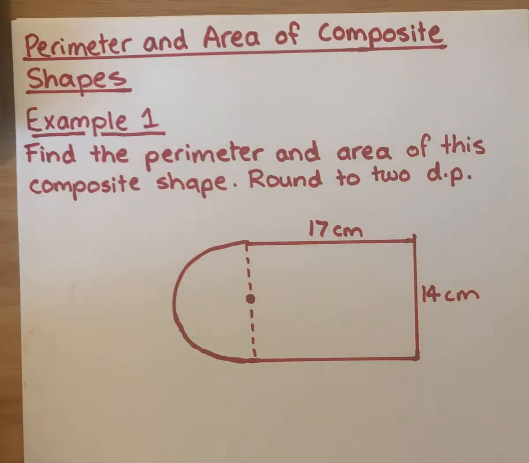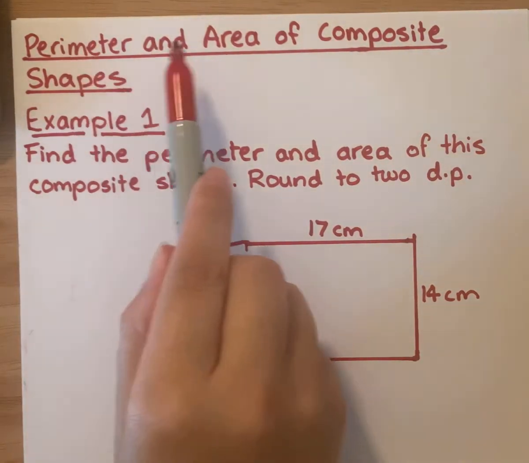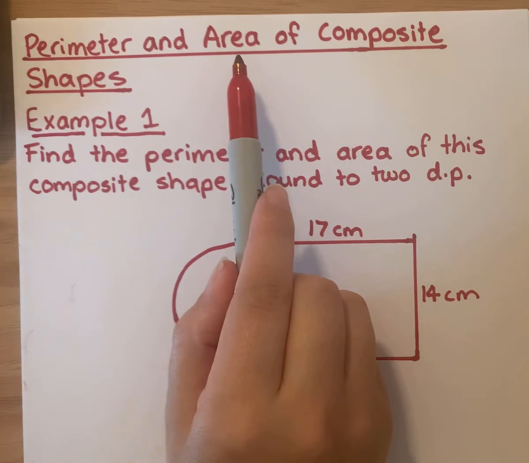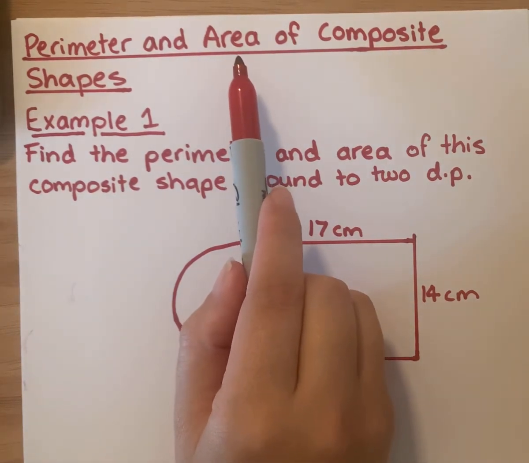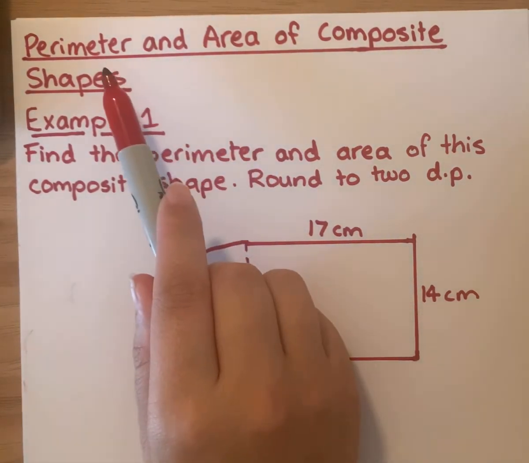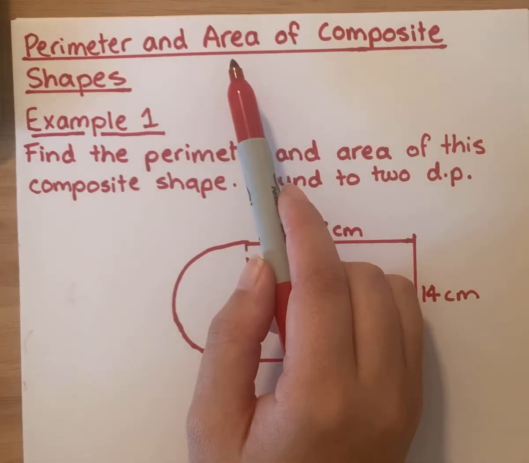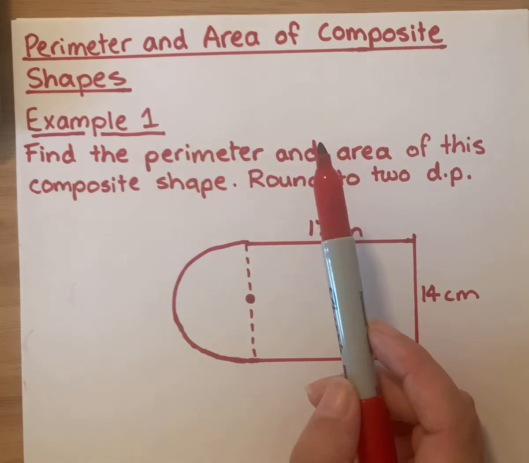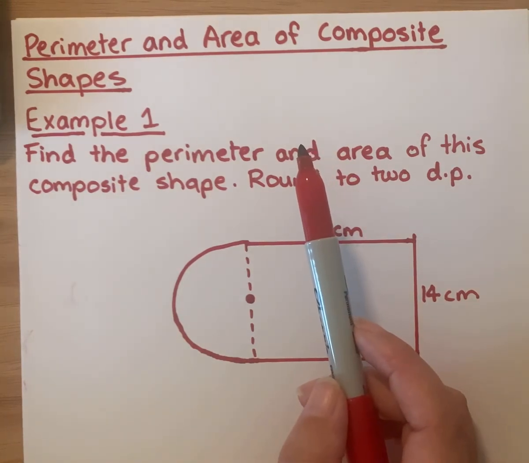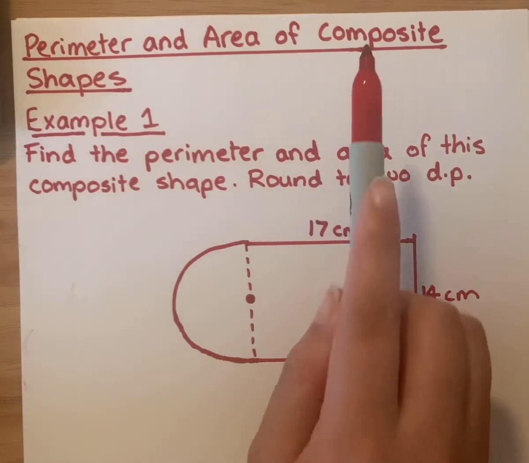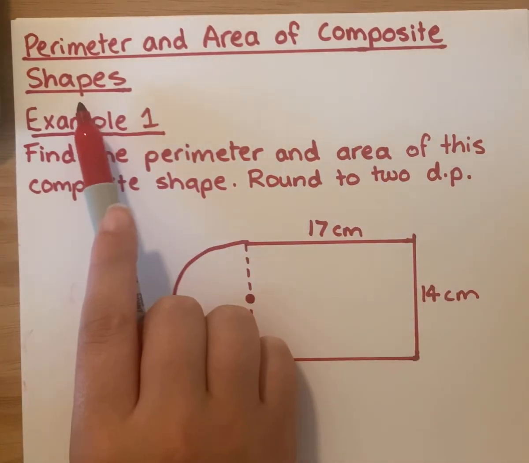So this exercise, we're finding perimeter and area. That's kind of like a review of the exercises that we've already done. We know how to find perimeter of a lot of shapes, and we know how to find area of a lot of shapes as well. The only thing that's a little bit tricky about this exercise is that we're not dealing with regular shapes like rectangles and squares and things like that. We're actually dealing with composite shapes.